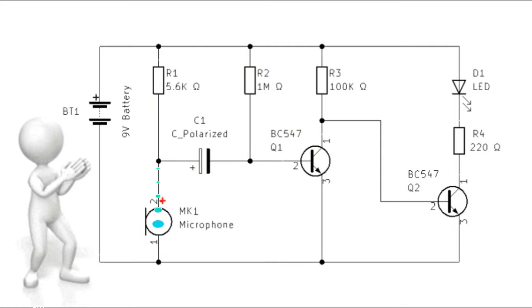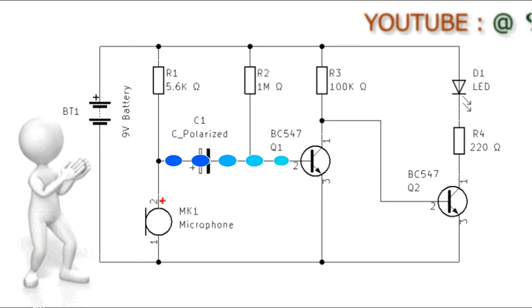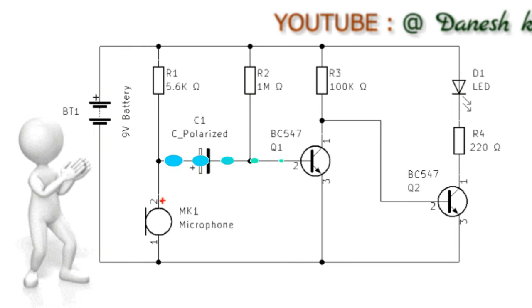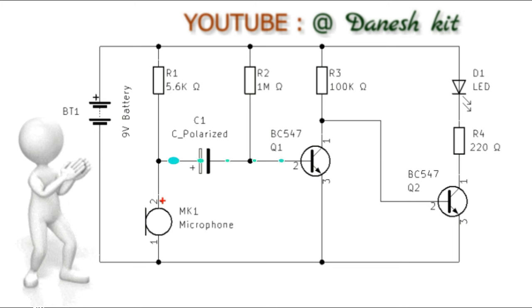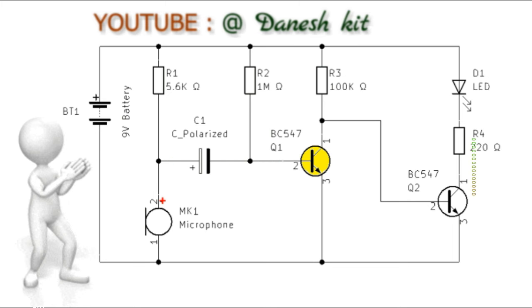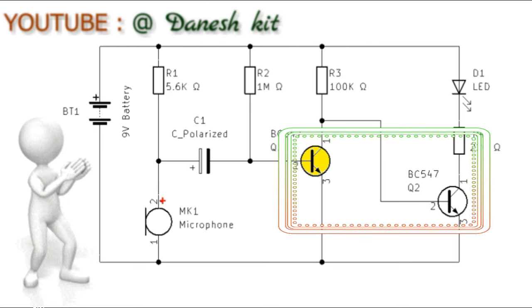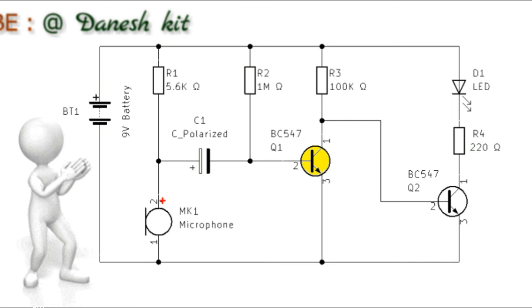When someone claps, the microphone captures the sound and converts it into an electrical signal. This weak signal is then sent to the base terminal of the transistor through a coupling capacitor. Transistors are essential in amplifying weak signals, a function demonstrated in this project by utilizing two transistors.